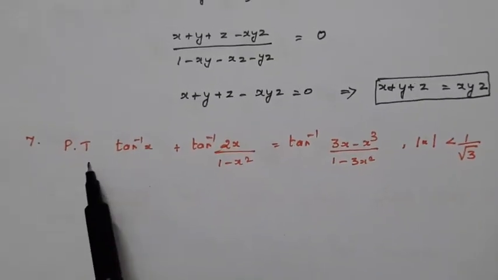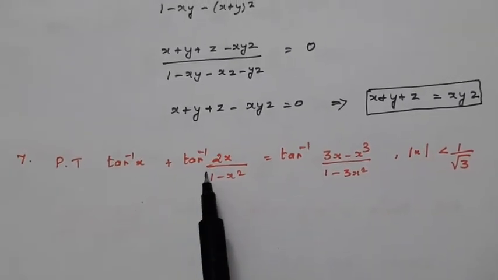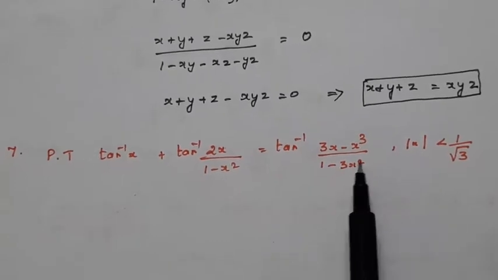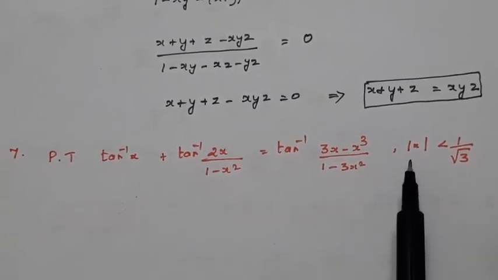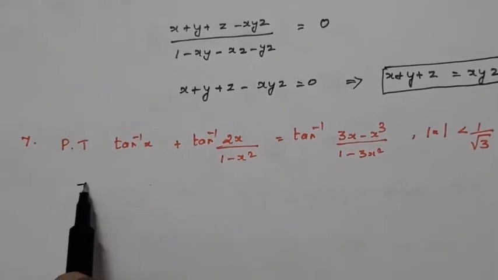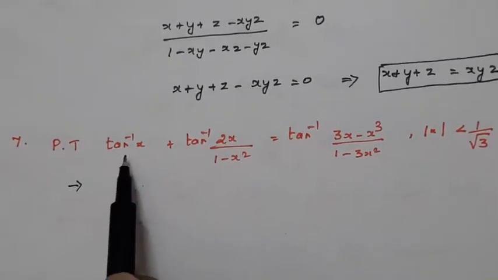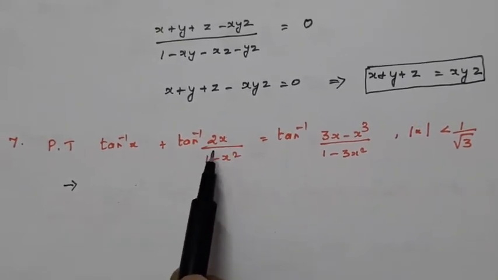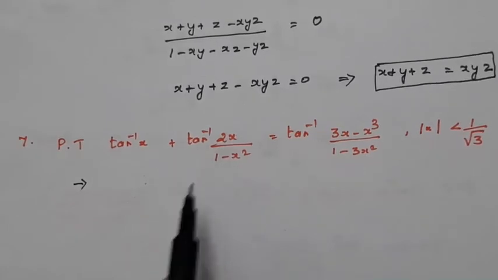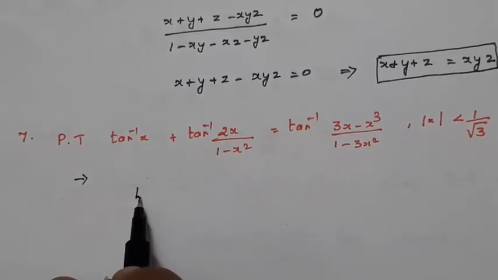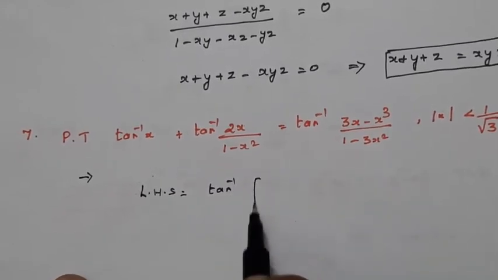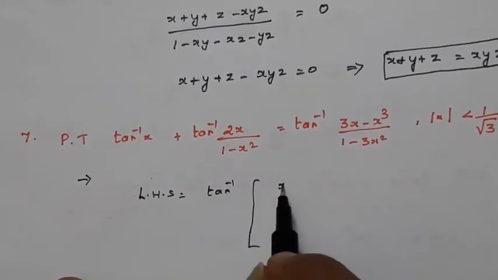Next, the seventh one: prove that tan inverse of x plus tan inverse of 2x by (1 minus x squared) is equal to tan inverse of (3x minus x cube) by (1 minus 3x squared), where modulus of x is less than 1 by root 3. So, this is also very simple because we are going to apply the formula tan inverse of x plus tan inverse of y, as the left hand side represents something similar to that. Now, taking the left hand side, which is equal to tan inverse of, so let us apply the formula. So, what happened to the numerator?